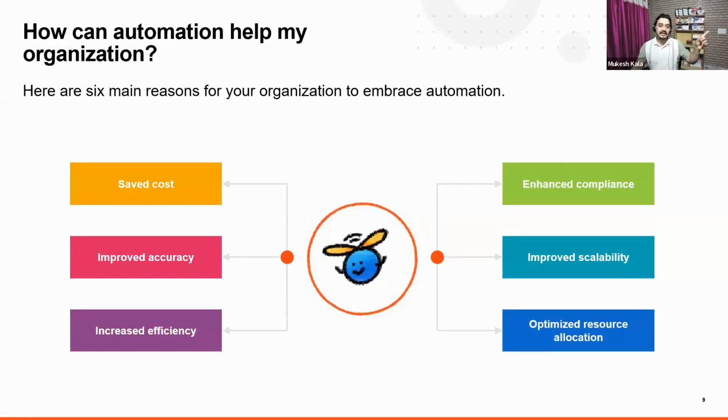And for companies, if you think of it from an enterprise point of view, why would a company invest in such automation technologies? Because first of all, it saves them cost, improves the accuracy, right? Because it is more accurate, it increases the efficiency.